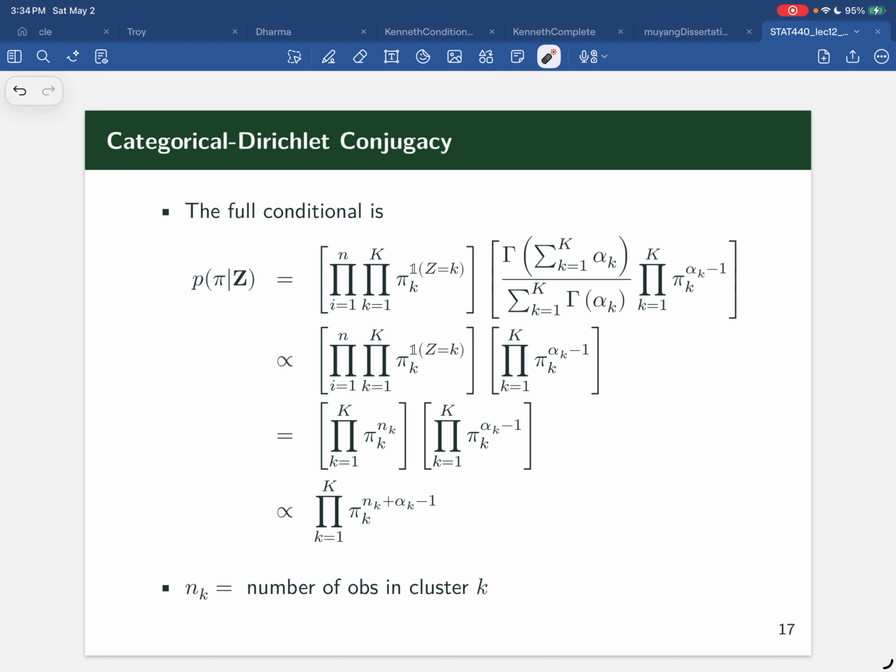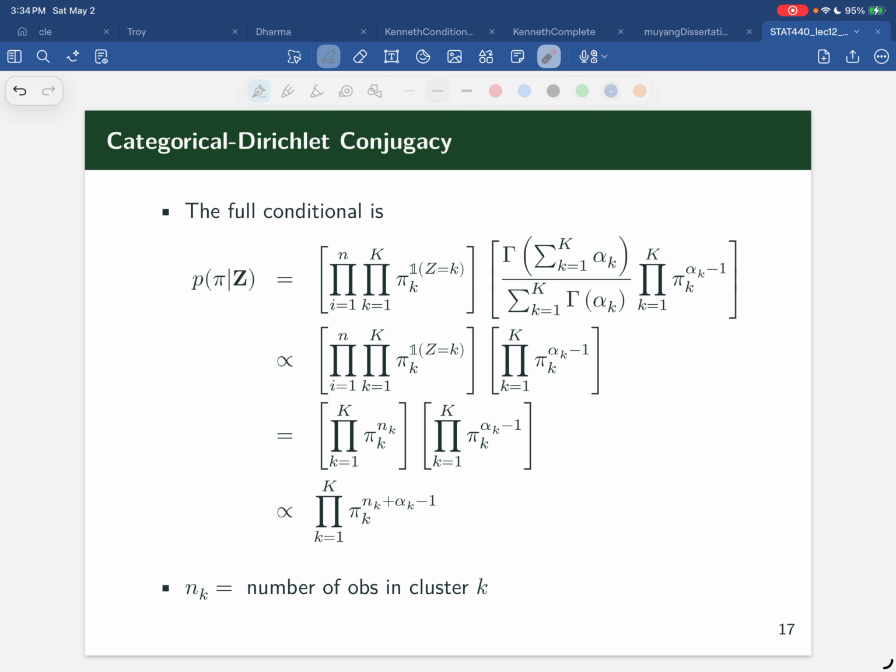So here we are working through the full conditional. This is our Dirichlet prior. Clearly, we've got the normalizing constant. We've got the kernel of the Dirichlet prior. This is the likelihood. This part in here is the categorical density that we just wrote down. And then this, of course, is just the product over all of the observations.